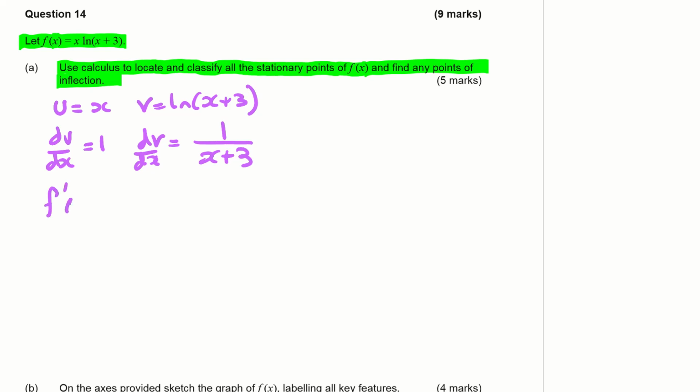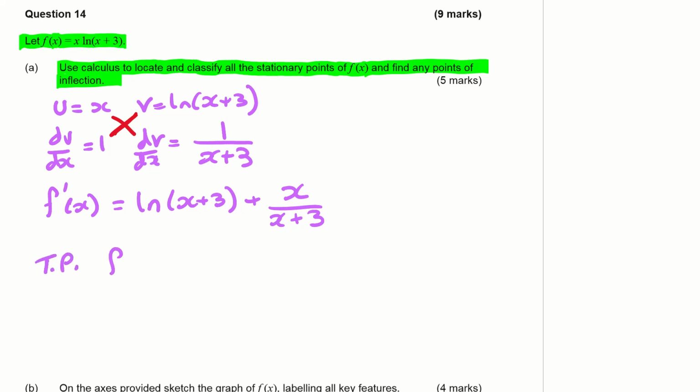So f dash x is going to be v times du dx, so that is ln x plus 3, plus u dv dx. So that is going to be plus x over x plus 3. So for stationary points or turning points, we want f dash x equals 0. And we're just going to solve that on the ClassPad.